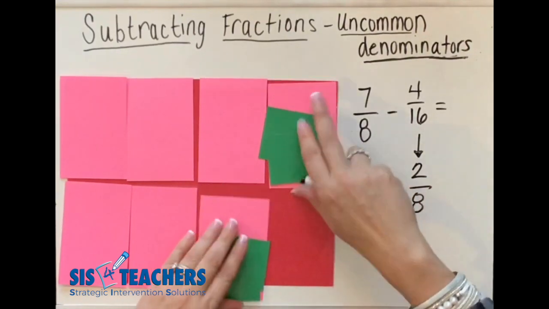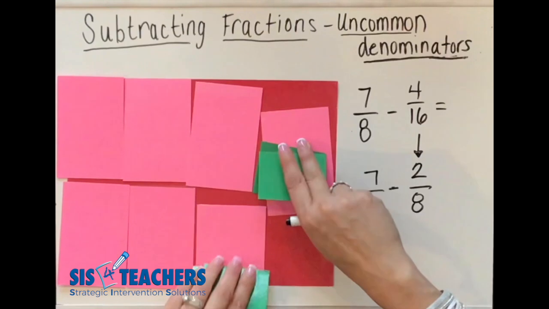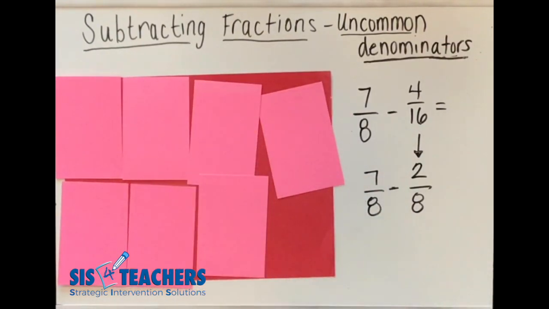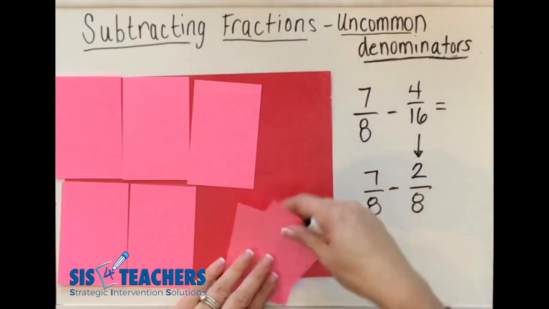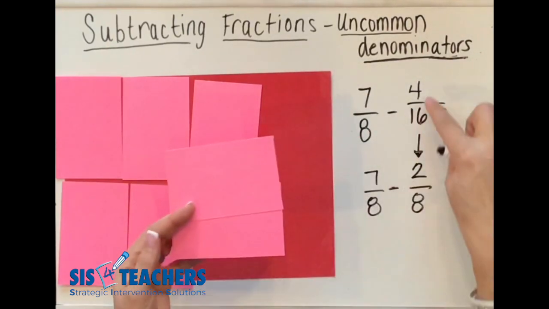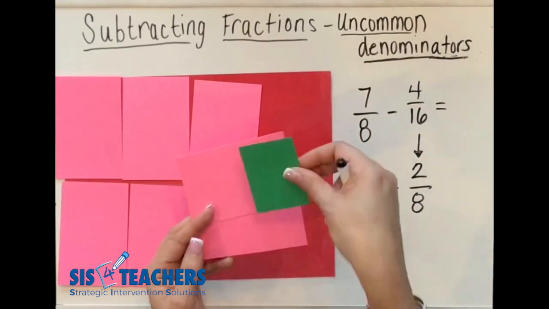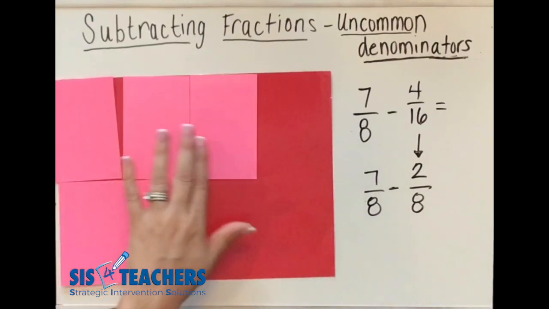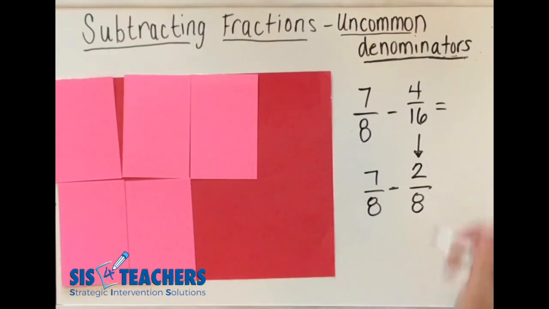So if we were to look at this, knowing that we've just changed the name of these 2/8 and we've made them 16ths, I have 7/8. I'm going to go ahead and take away my 2/8, which is equal to the 4/16, and I'm going to count to see how many eighths I have left. I have 1, 2, 3, 4, 5. So the answer here is 5/8.